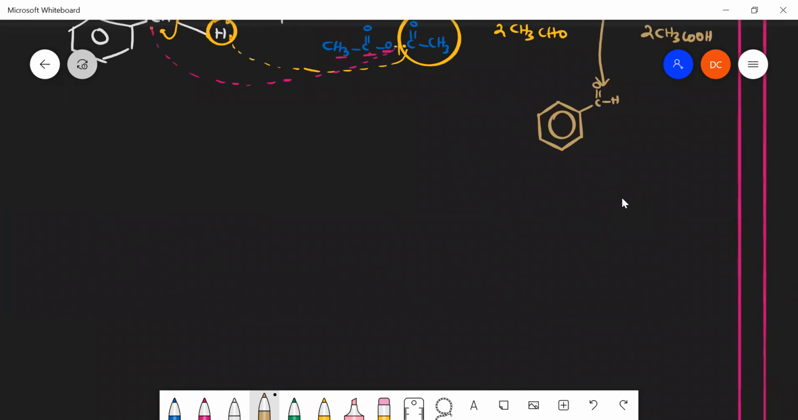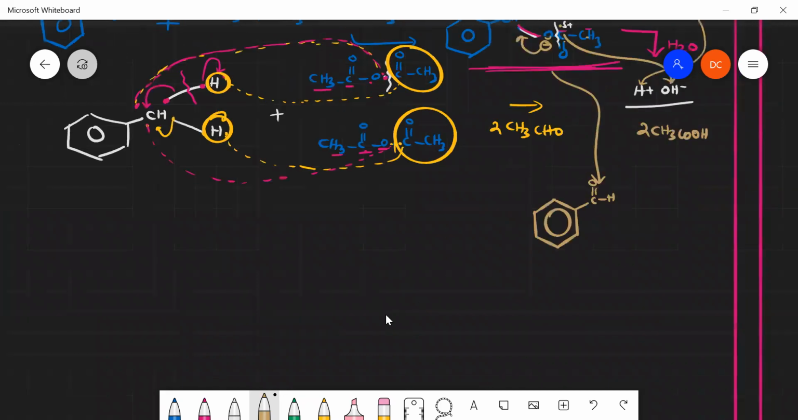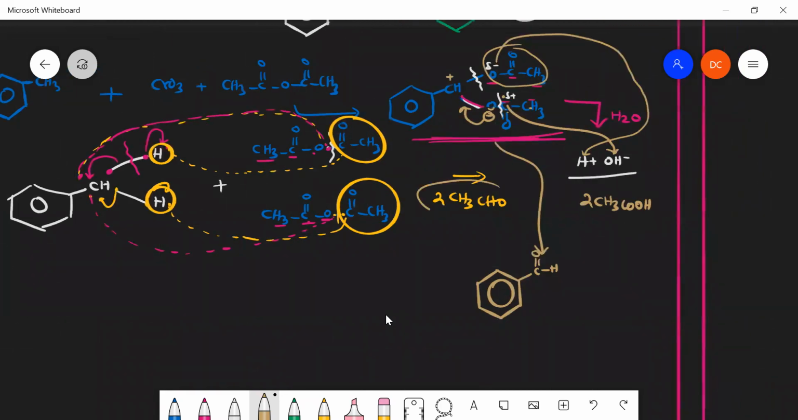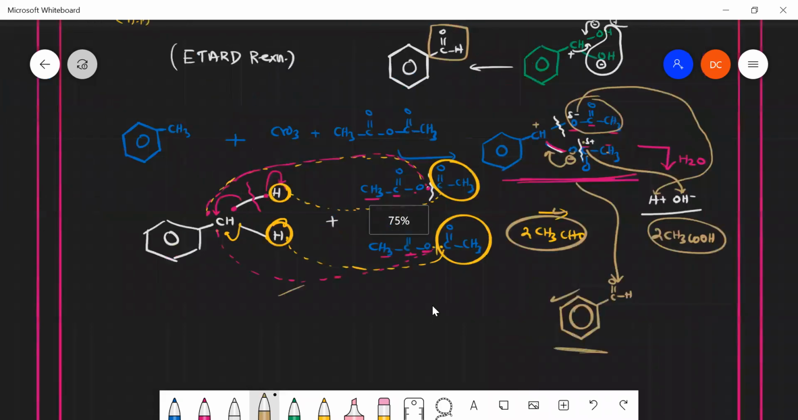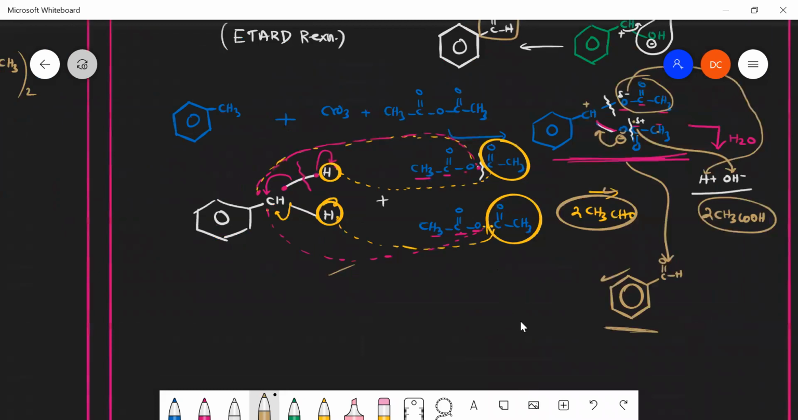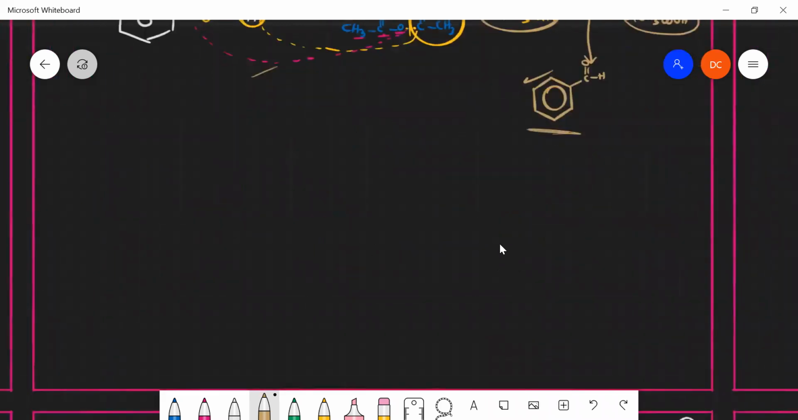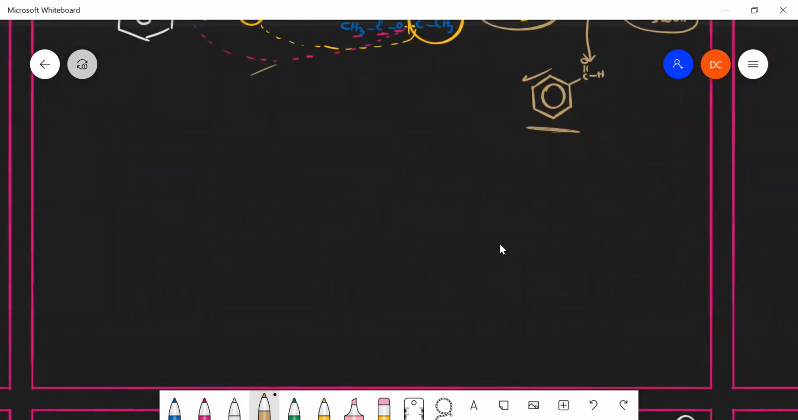Yeah, we'll get byproducts as well, right? Yeah, we are getting byproducts like aldehyde and carboxylic acid as byproducts. After that, the main product is what? Benzaldehyde. Okay, so we are able to prepare aromatic aldehydes by this method. Okay, so this is the chromic acid anhydride reaction. Is that clear or not? Clear, sir.